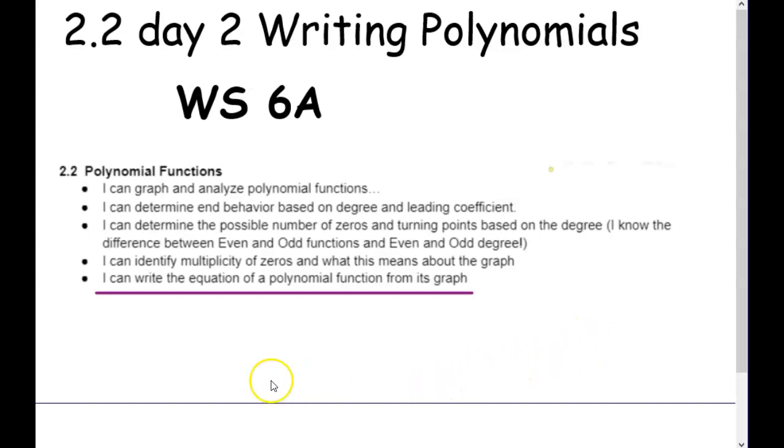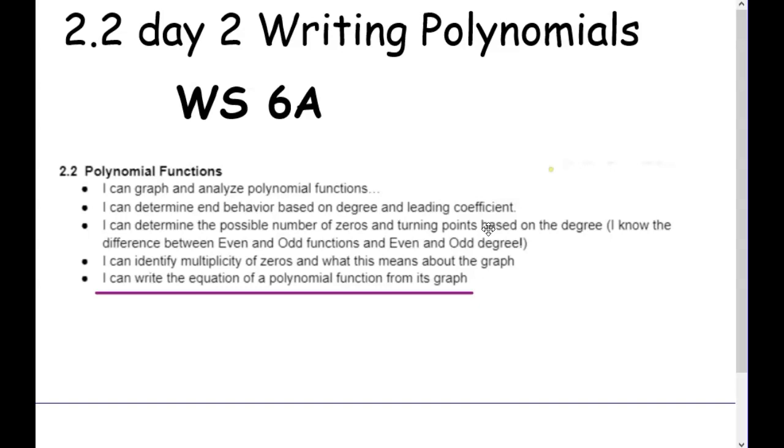Okay, so today we're going to talk about finishing up 2.2. The learning targets were graphing and analyzing polynomial functions, determining end behavior based on degree and leading coefficient, and we probably reviewed that pretty well with the activity, I think.